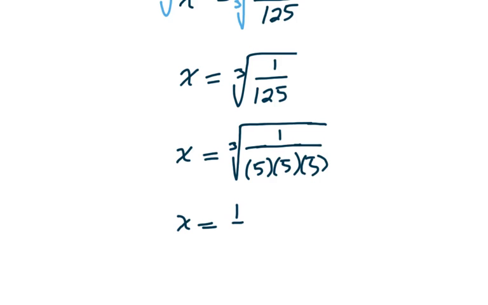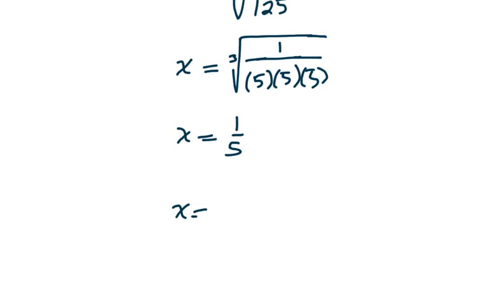And so I'm left with x equal to 1/5. And if I wanted, I can also write this as x equal to 5 to the negative first power.